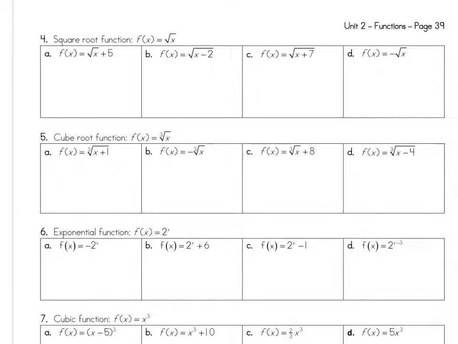I hope that you're getting the hang of this by now, but now we're moving on to a different function, and really the same rules apply. So what's happening in A? Well, we have a +5 on the outside. B, there's a -2 on the inside. C, there's a +7 on the inside. And D, there's a negative on the outside.